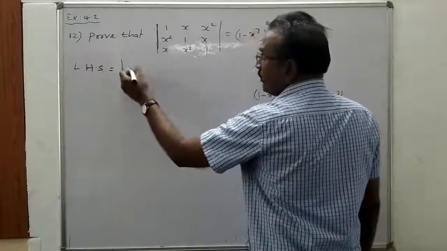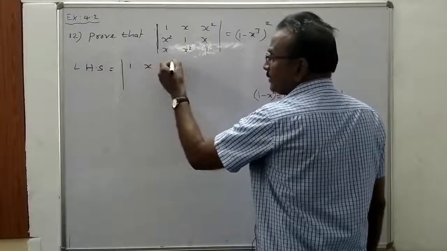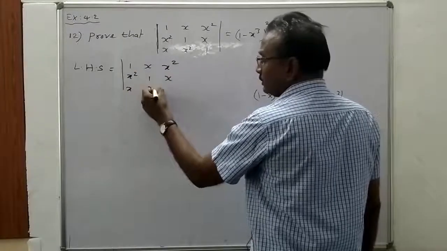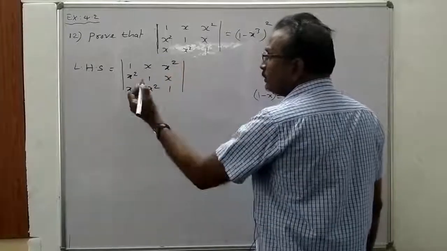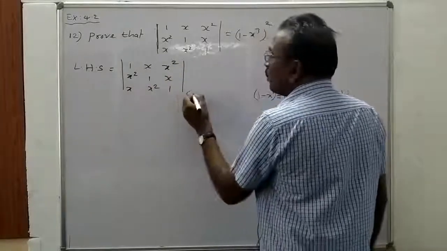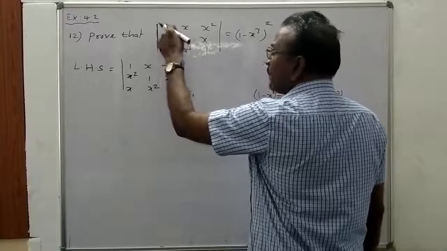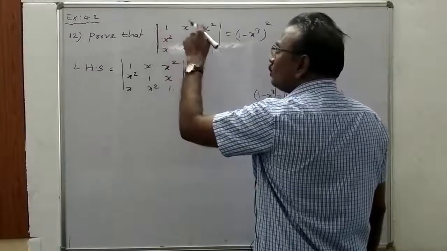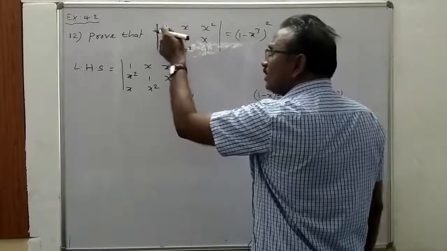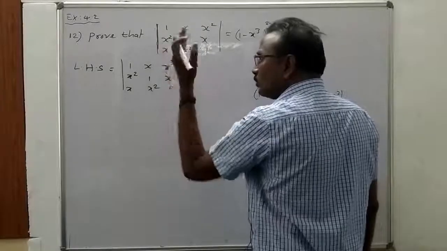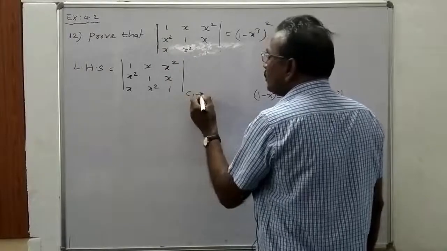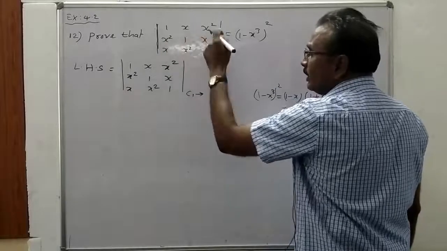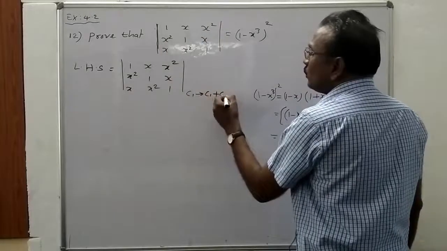equal to determinant of 1 x square 1 x square 1. So using the property, column 1 plus column 2 plus column 3, no problem. So column 1 is column 1 plus column 2 plus column 3, or R1 is R1 plus R2 plus R3, so no problem. Here apply column 1 changes to column 1 element plus column 2 element plus column 3 element, that is C1 plus C2 plus C3.